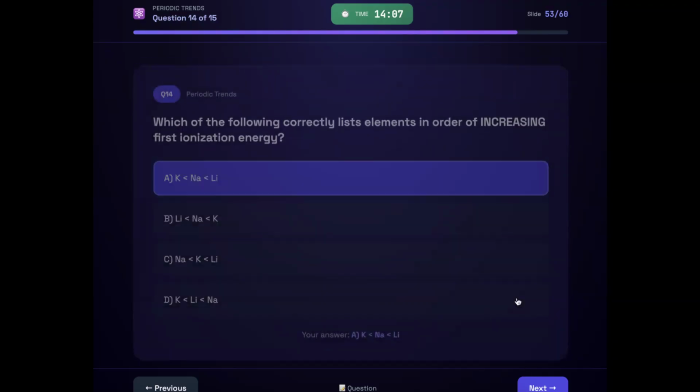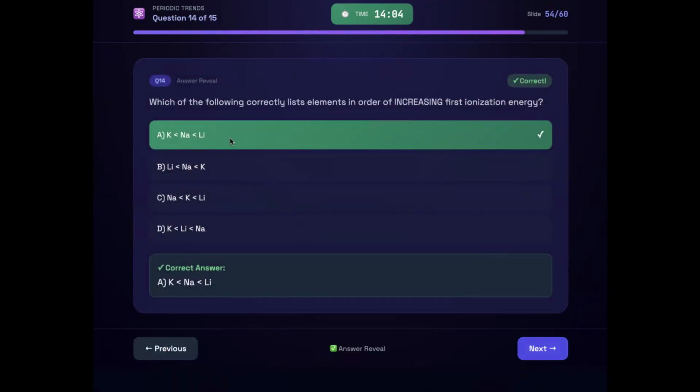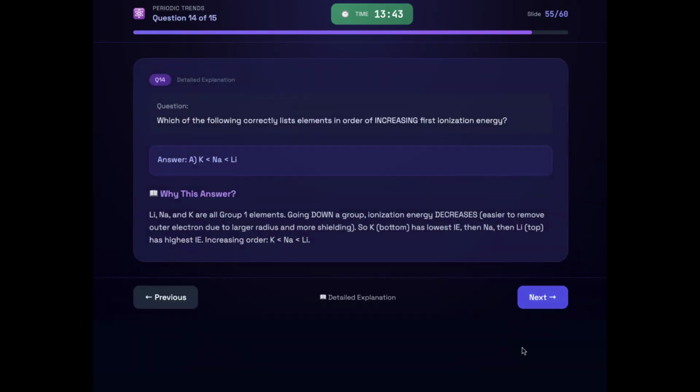What is the answer? The correct answer is potassium, sodium, lithium. They are all in group 1, right? But potassium is at the bottom. As you go down, the ionization energy decreases, it becomes easier. So potassium is the smallest, while lithium is the highest. The electron is close to the nucleus, so it's very difficult to remove in lithium. In group 1, going down a group, ionization energy decreases. It's easier to remove the outer electron due to the large radius and more shielding. So potassium has a lower ionization energy than sodium, then lithium.